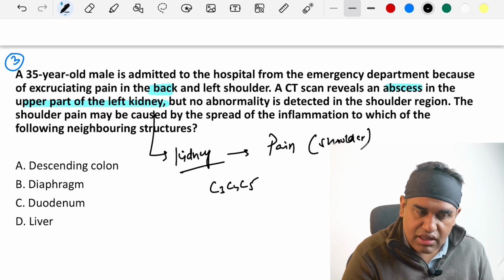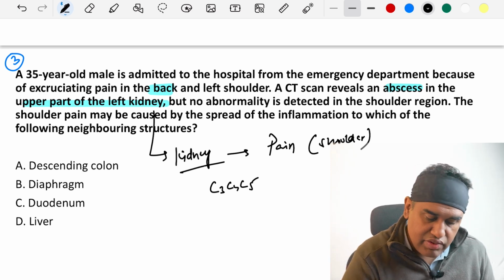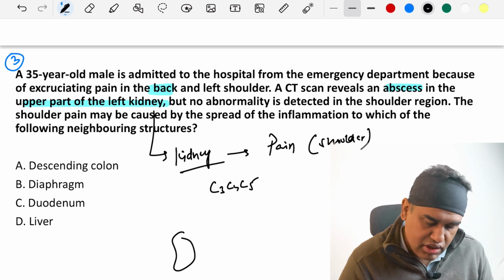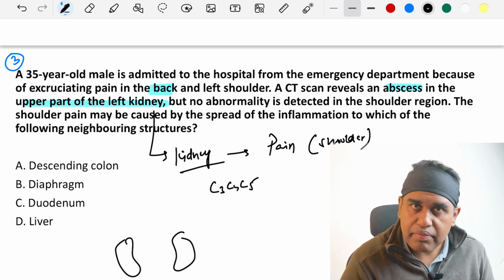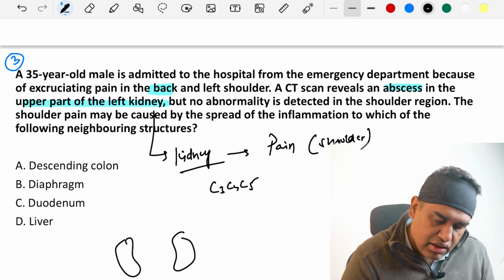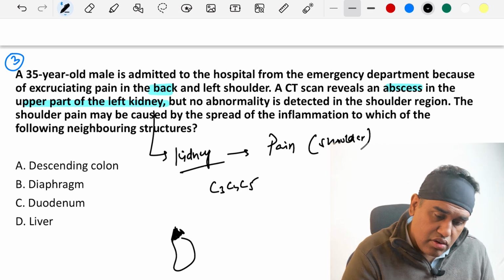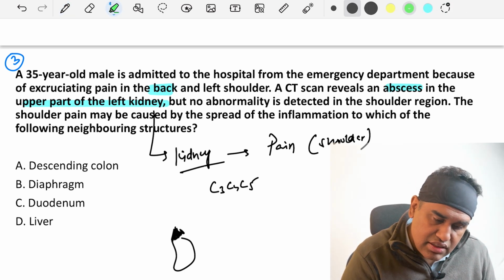Here comes the anatomy and the basic knowledge of anatomy. The basic knowledge of anatomy over here is: kidneys are retroperitoneal, right? You have a right and left kidney. Over the right and left kidney, we have some amount of gland over here. What is that known as? Adrenal gland.